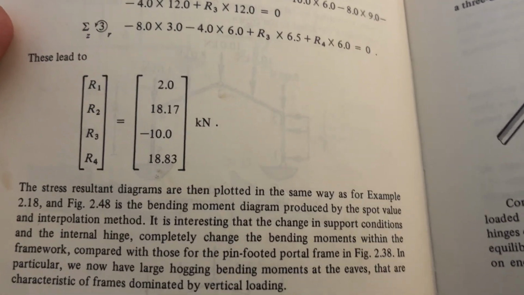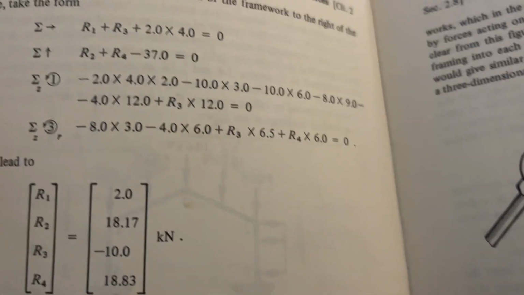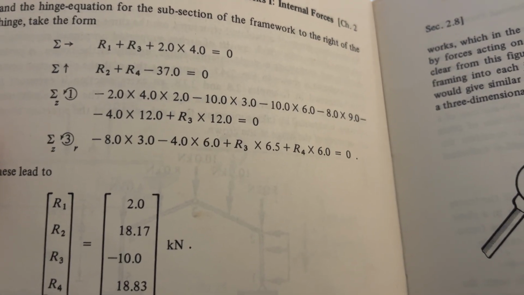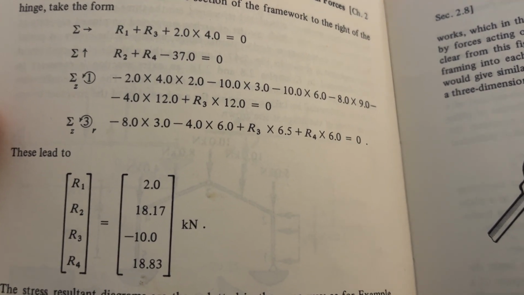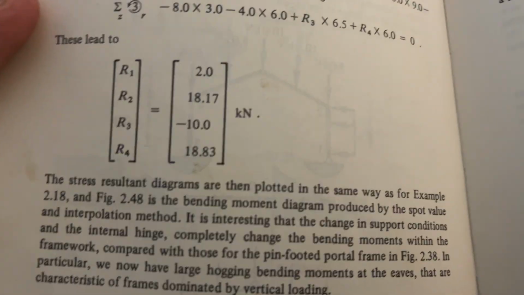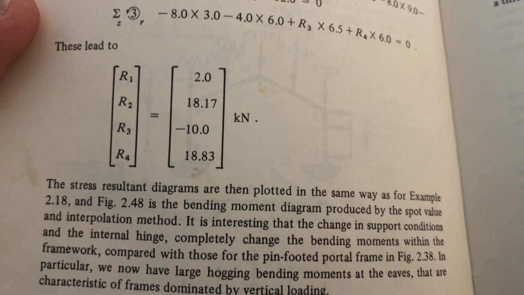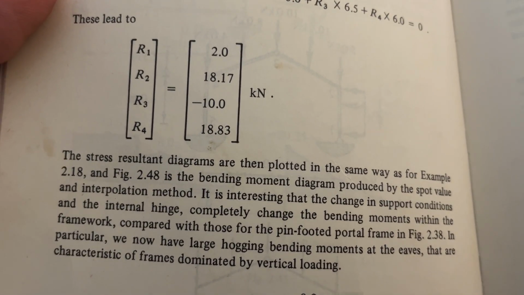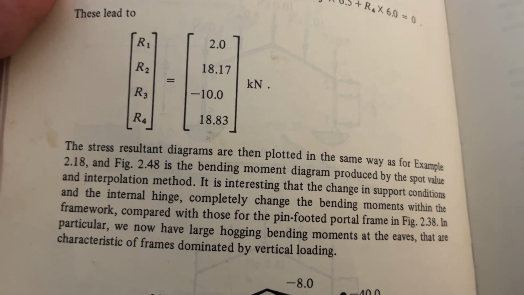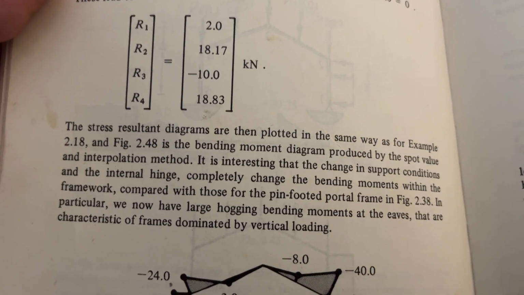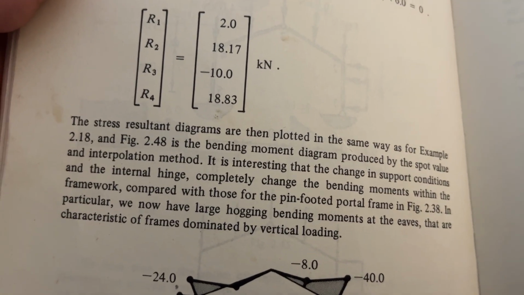And then you solve those equations here. I'm not sure if that should be R3 in the third equation or R4. I'm going to check that in the next video. R1 equals 2, R2 equals 18.7, R3 equals minus 10, and R4 is 18.83.